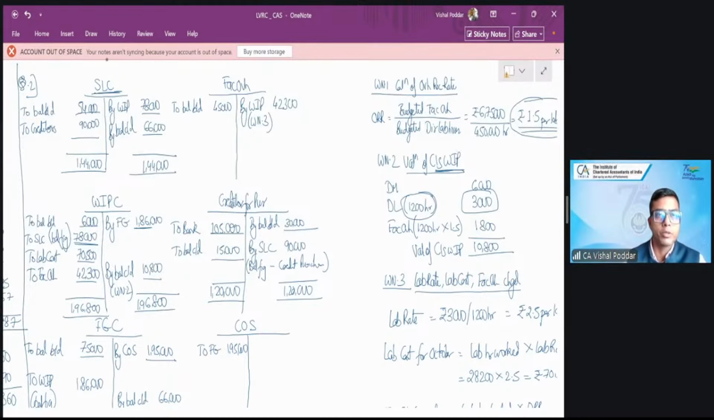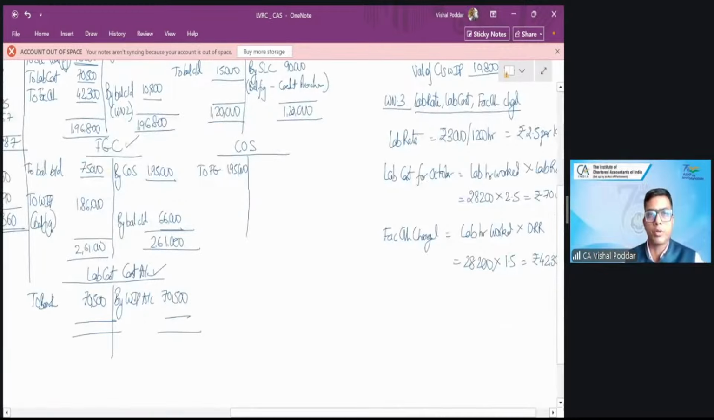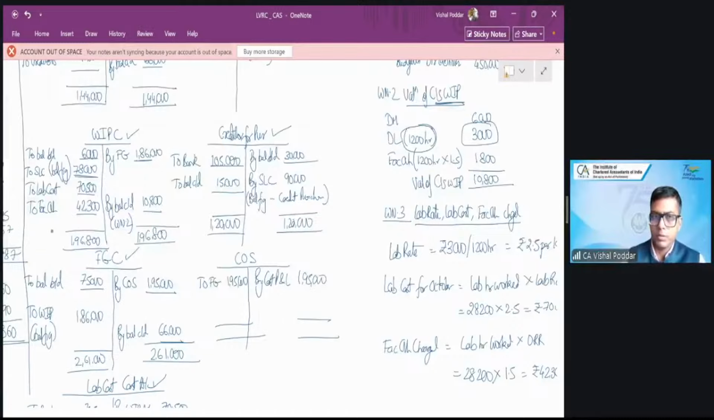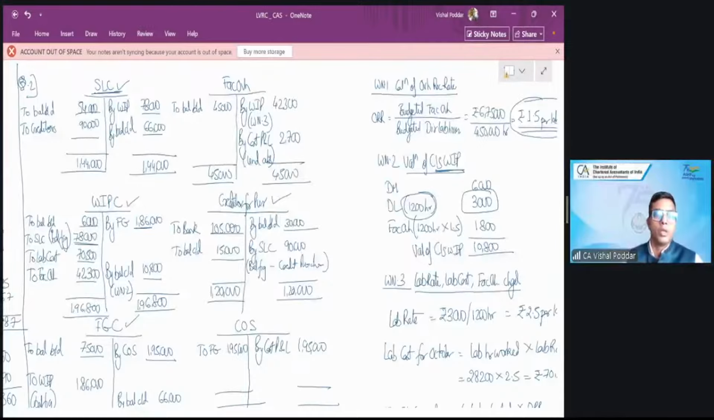So this account is closed. This is closed. This is closed. This is closed. COS anyways will go to cost P&L whenever you prepare. So this is closed. This is closed. And again, this amount of under over absorption will be transferred to cost P&L. So this is also closed.